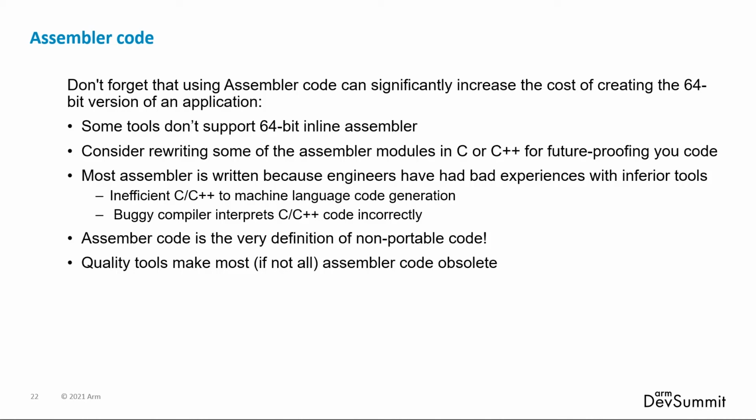Quality commercial tools will provide either built-in or library functions that can be used in your C and C++ code that provide many of the functions you're using your assembly routines to access. Using these instead of assembly language can greatly enhance portability, whether it's for moving from 32 bits to 64 bits or from one architecture to another.